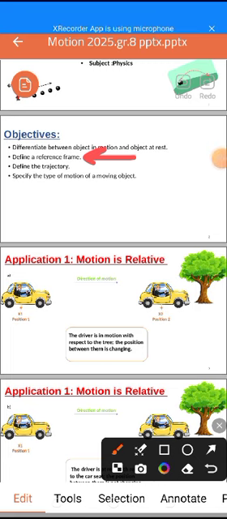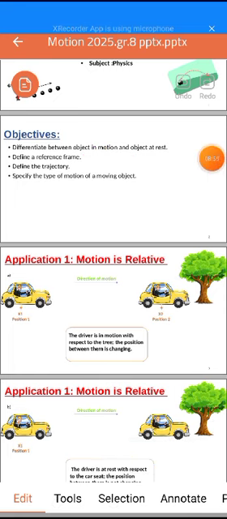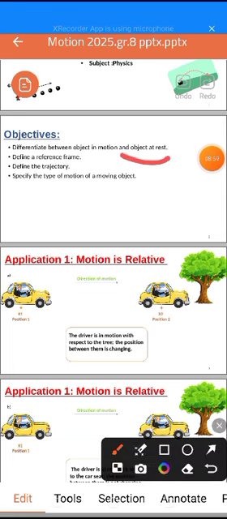It's an object that we choose in order to study the motion of another object with respect to it. This object can appear either at rest or in motion. It depends on whether the position between the object and the reference frame is changing or not. If the position between the object and the reference frame changes, then the object is in motion. If it doesn't change, we consider it at rest. We will take another example to understand it.